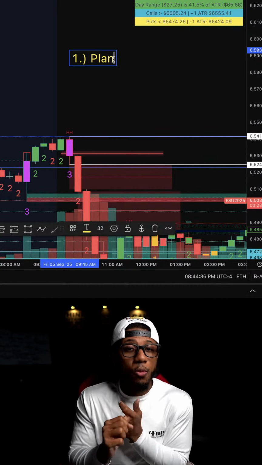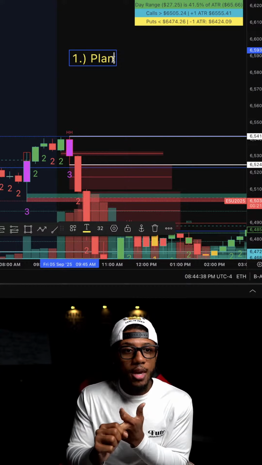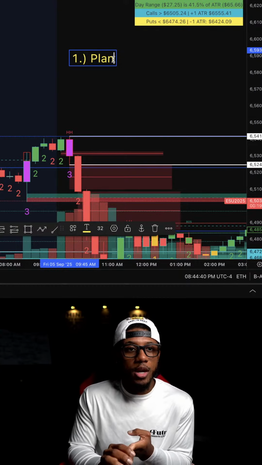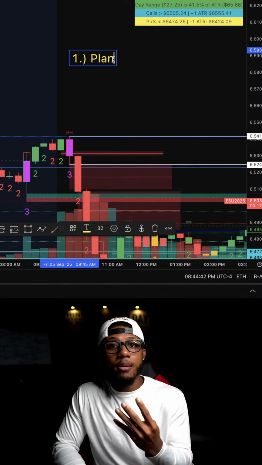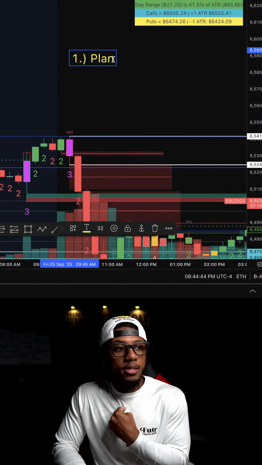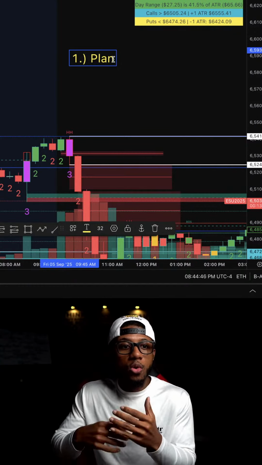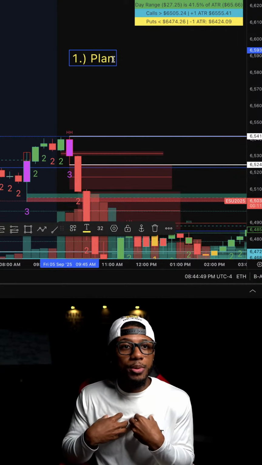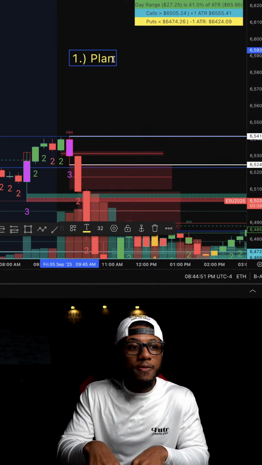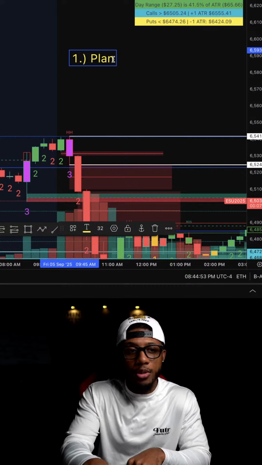We're under the VWAP, okay? And let's say we sweep liquidity, right? All 4 of these things in alignment for me personally is a high probability trade, right? So that is my criteria of a high probability trade. What you need to do is find your criteria of a high probability trade now.